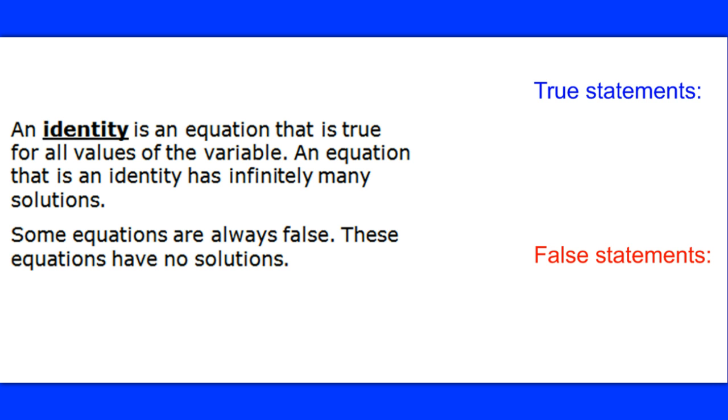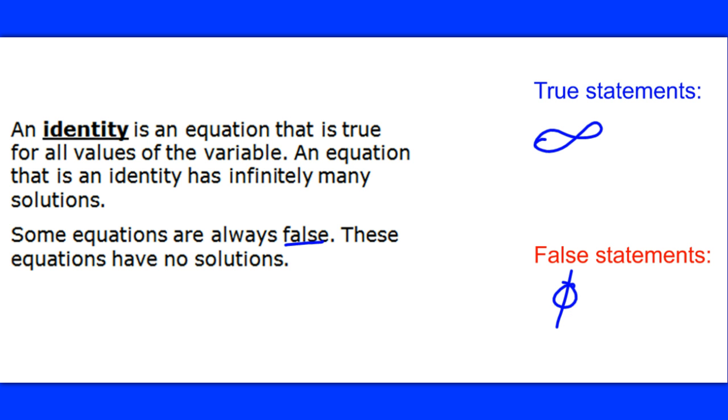Okay? An identity is an equation that is true for all values. Sometimes that means that you have an infinite number of solutions. Some equations are always false. So if it's always true statements, you're going to have infinite number of solutions. If it is a false statement, you're going to have no solution. And here's how you find that out.